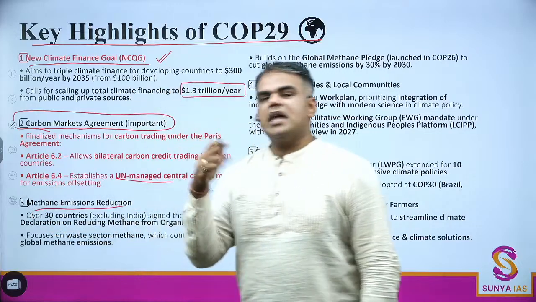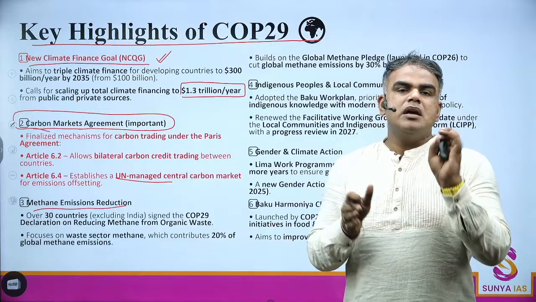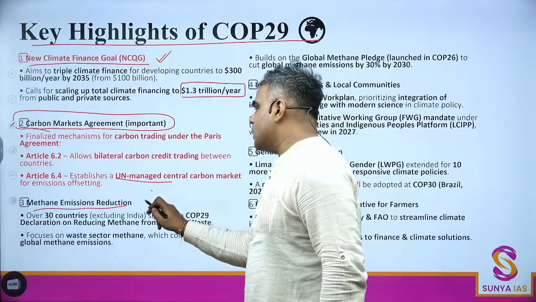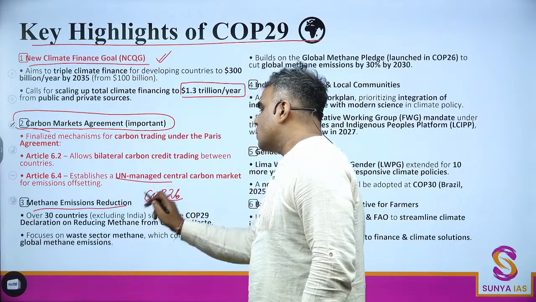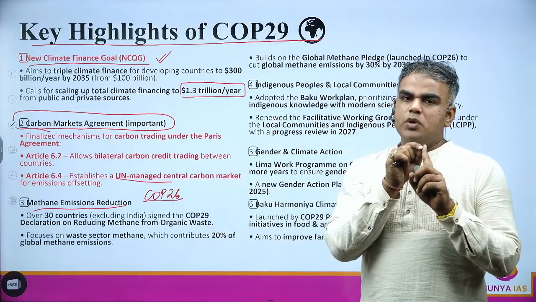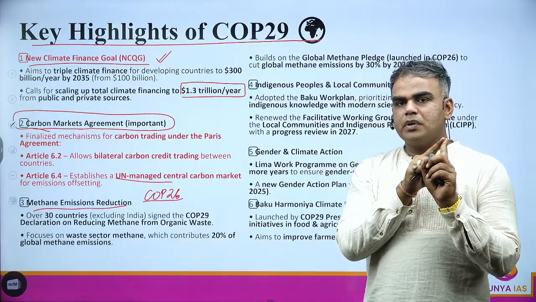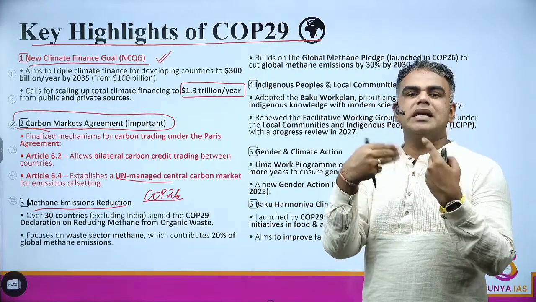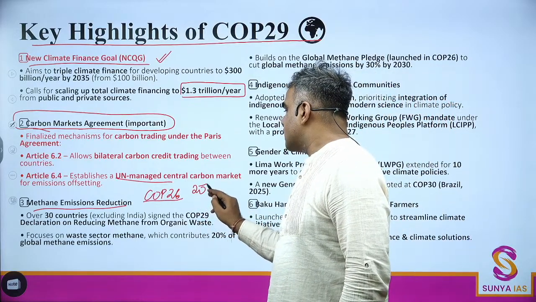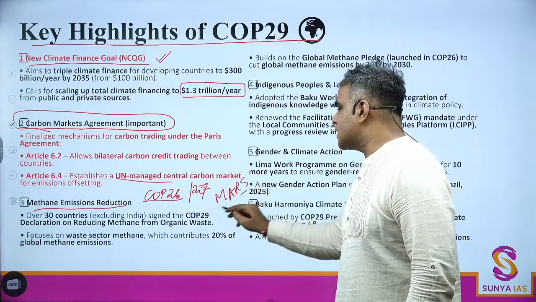Third is your methane emission reductions. Please note, especially in the recent COPs, methane has been a point which has been discussed again and again. If I give you an example, in COP26, which happened in Glasgow, UK, there was a mention of the Global Methane Pledge, which aims to reduce methane by 30% by 2030. Main takeaway was India was not a signatory to this. That was COP26. In COP27, again, there was something known as the Methane Alert Response System, MARS.